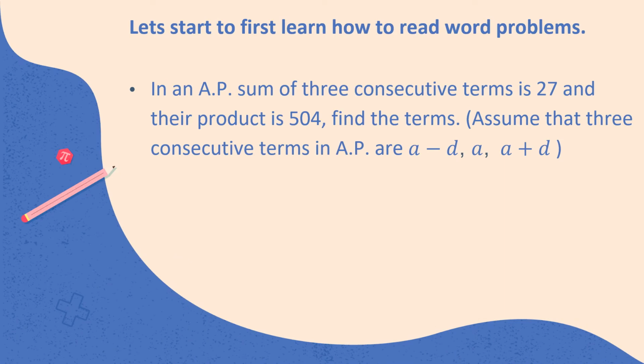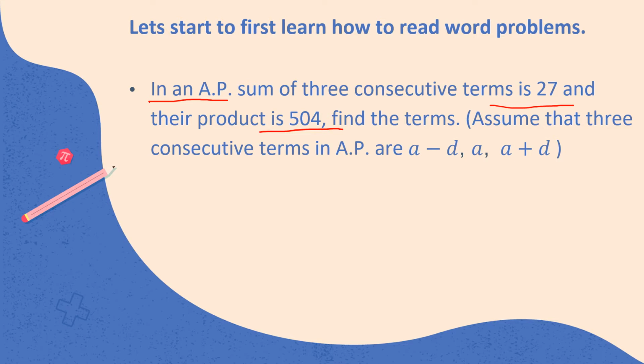All right, so the first problem that we have to solve is in an AP. Now please understand, the problem is telling you that this is an AP. The three terms, if you sum them up, the total is 27, and the product, which means if you multiply the three terms, is 504. We need to assume a few things.